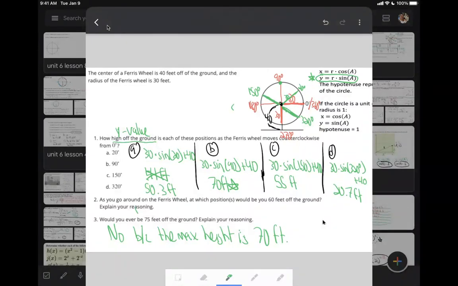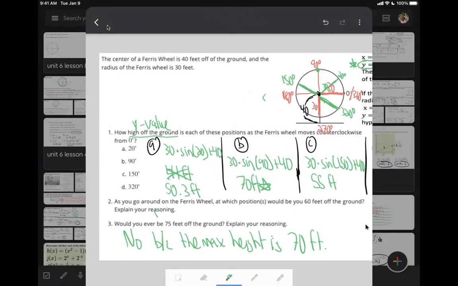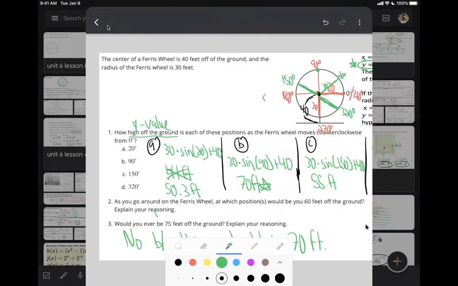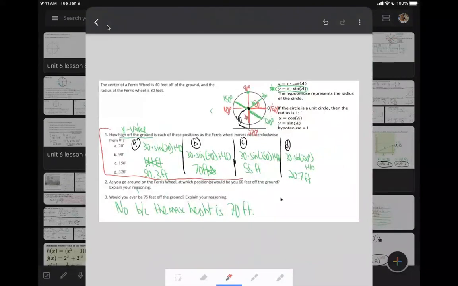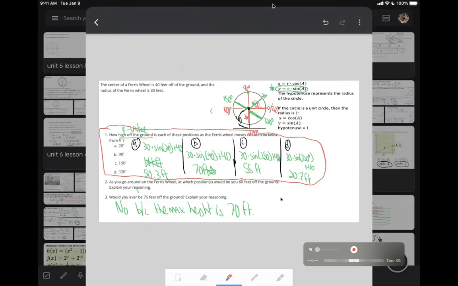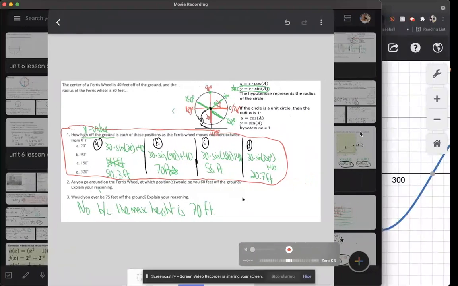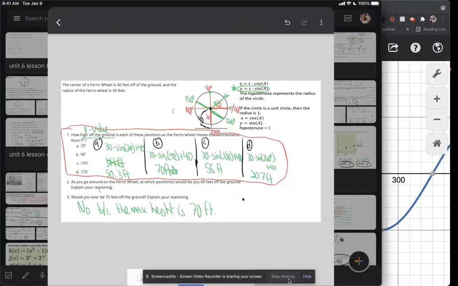Okay? Your cool down tonight is going to be based on this one right here, this question right here. So question number 1 is going to help you with your cool down tonight. That is it for lesson 5.